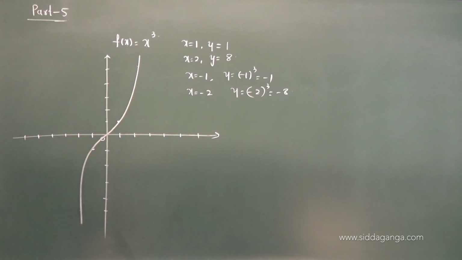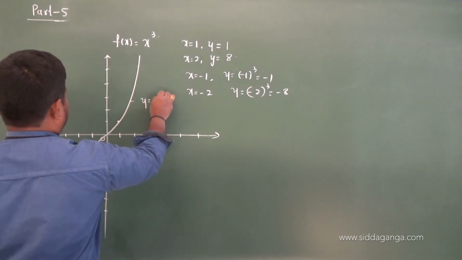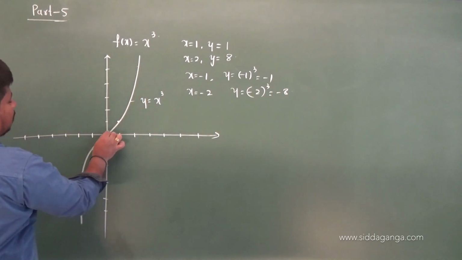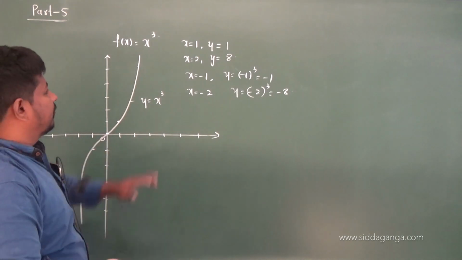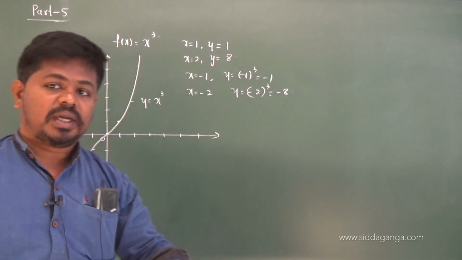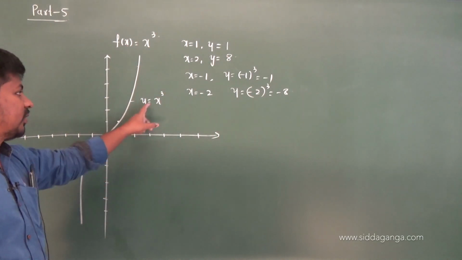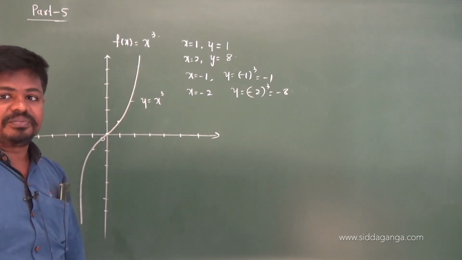This is the graph of y is equal to x cube. When x is 0, y is also 0. So it is passing through 0, 0. When x is 0, 0 cube is also 0. And it is a most important graph. You have to remember this: the graph of y is equal to x cube.